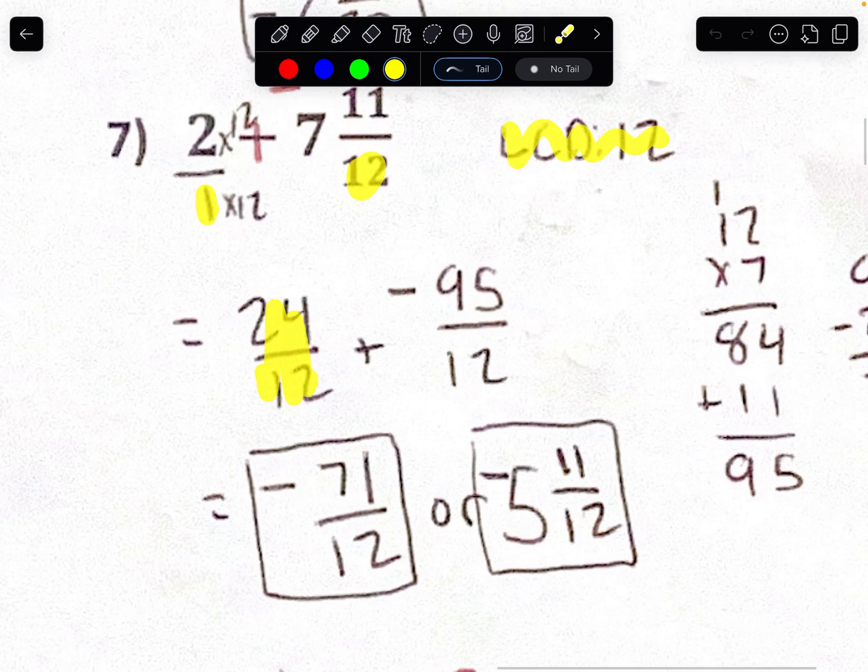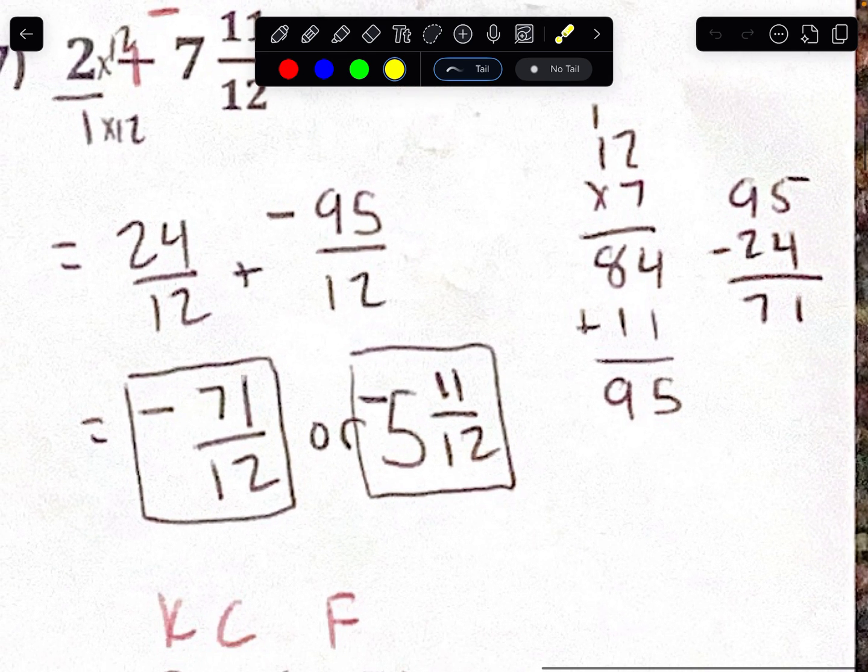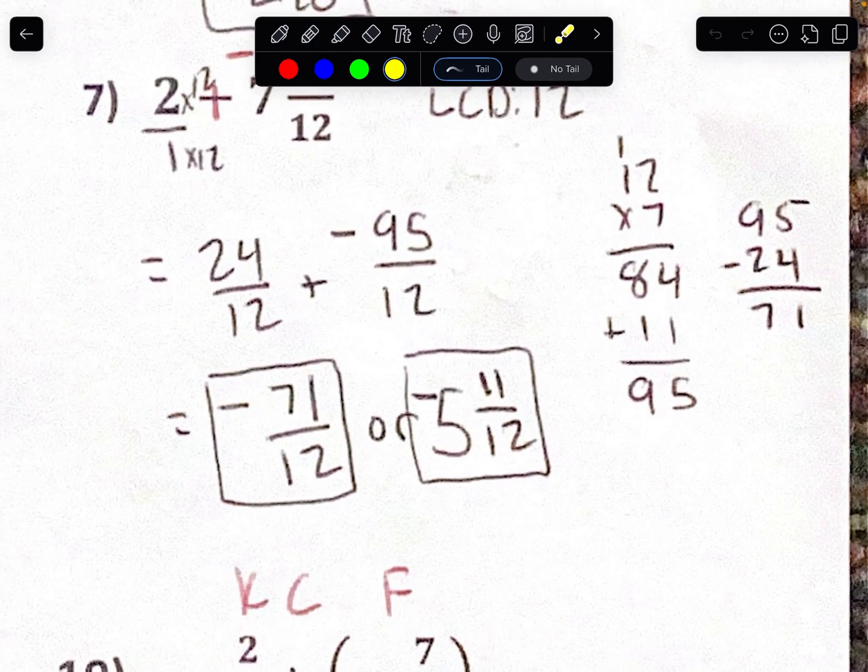So 24 over 12 plus negative 95 over 12. Different signs, subtract. And then take the sign of the bigger number. So 95 minus 24 makes 71. So negative 71 over 12 or negative 5 and 11/12.